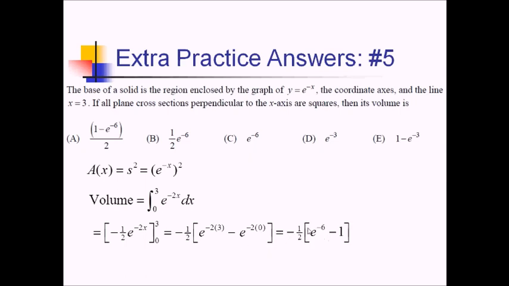And I can go just a little bit further with this one. If I'm doing a negative times all this stuff, I could rewrite this as 1 minus e to the negative 6, and all of this is going to be over 2. So 1 minus e to the negative 6 over 2 gives us answer choice A.